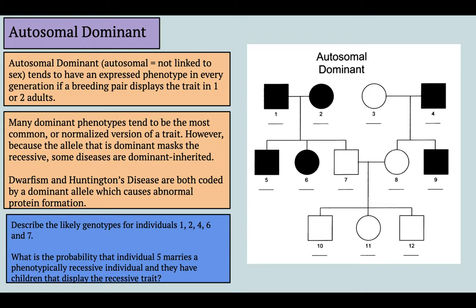I would like you to try and describe the likely genotypes of individuals 1, 2, 4, 6, and 7, thinking about the two versions of the gene that they carry. You could make it any letter: A, B, C, F, you name it. What are the two alleles for the genes in 1, 2, 4, 6, and 7? And then thinking about number 5, what is the probability that number 5 marries a phenotypically recessive individual, little a, and they have children that display the recessive trait?